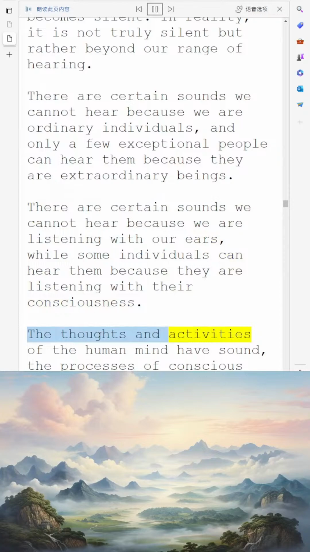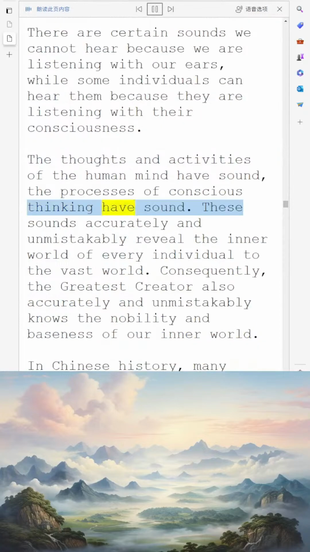The thoughts and activities of the human mind have sound. The processes of conscious thinking have sound. These sounds accurately and unmistakably reveal the inner world of every individual to the vast world. Consequently, the greatest creator also accurately and unmistakably knows the nobility and baseness of our inner world.